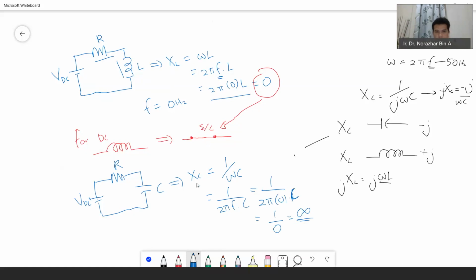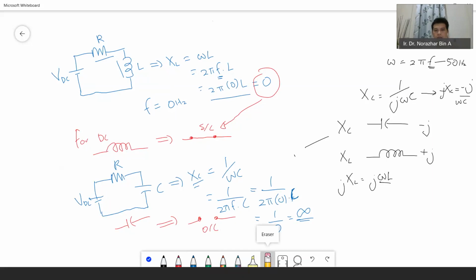So it means for XC, the impedance here is going to be infinite. Of course, when we have a very big impedance here, it just looks like an open circuit. So as a conclusion, for DC, if we have a capacitance, it is going to look like an open circuit. This is some of the basic understanding that you should know, and you need to learn carefully when dealing with passive components such as capacitance and also inductance.